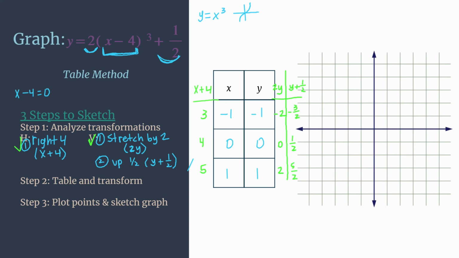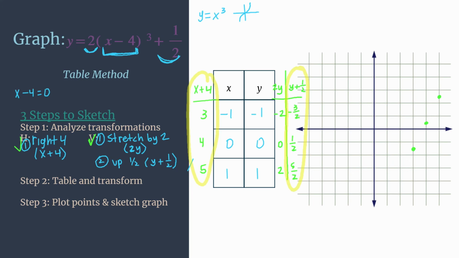So that was step 2. Make your table and transform. And we know with this method, our final outer columns are our final points. So we can move to step 3, plot these points and sketch our graph. So we'll plot (3, -3/2), (4, 1/2), and (5, 5/2), or 2.5.